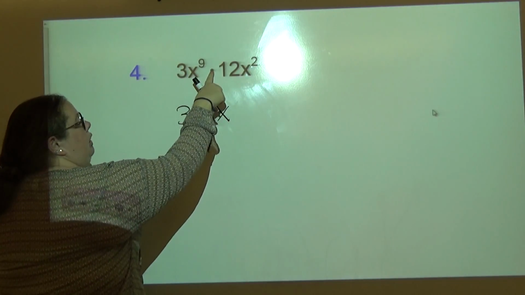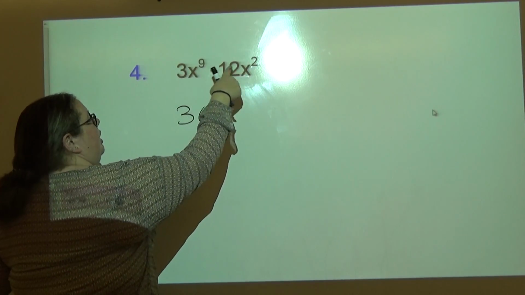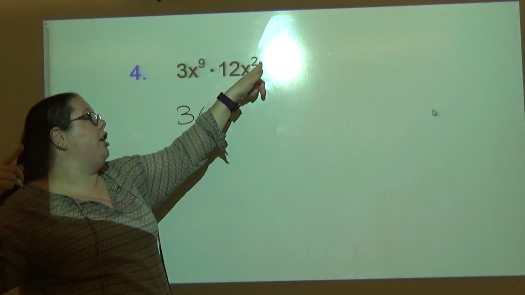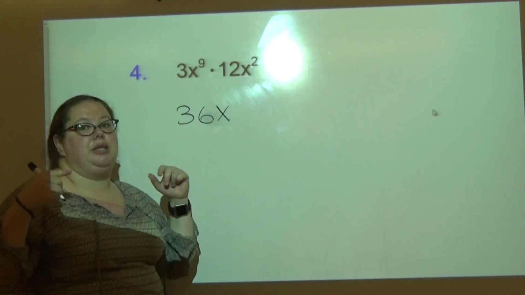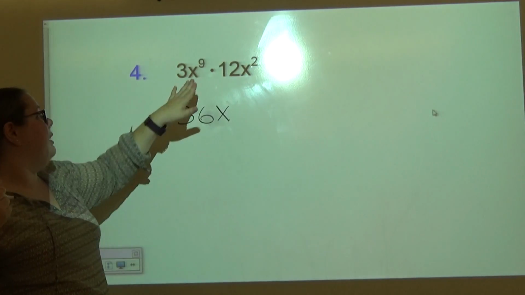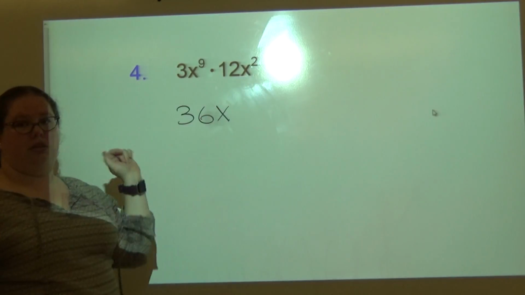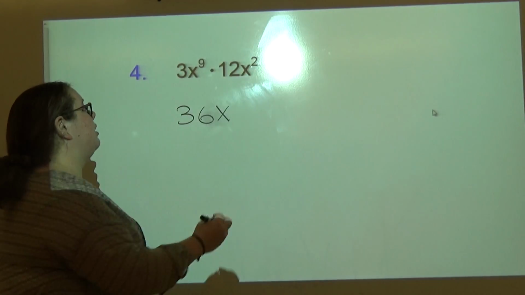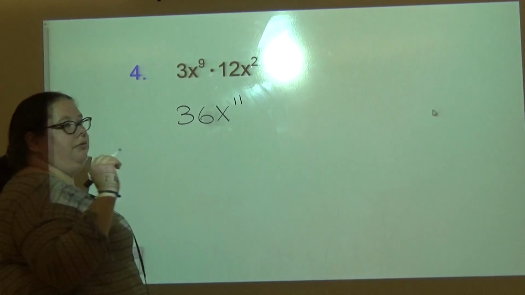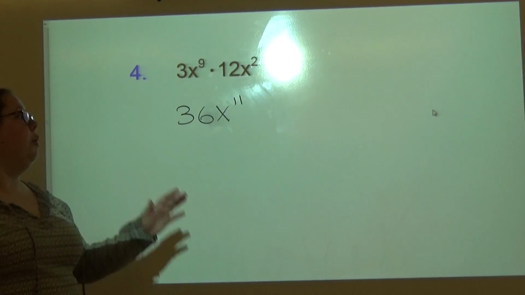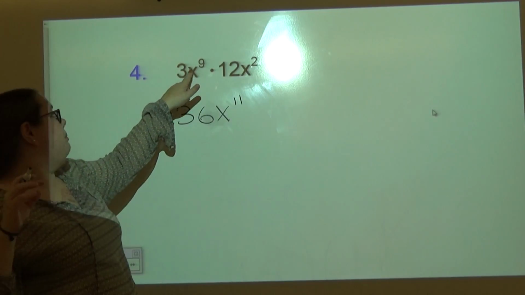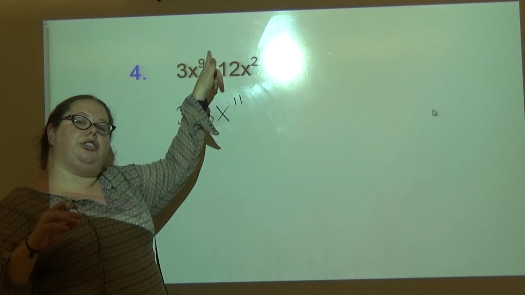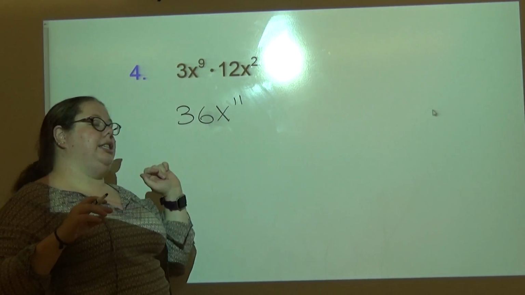Now, we are multiplying the x's. And again, what is repeated multiplication? Adding our exponents. Yes, we are adding, but that's because we're multiplying x's together. You multiply your x's, we add our exponents. So that's an 11. Multiplication, we multiply our coefficients. When you multiply x's, you add your exponents. So 36x to the 11.